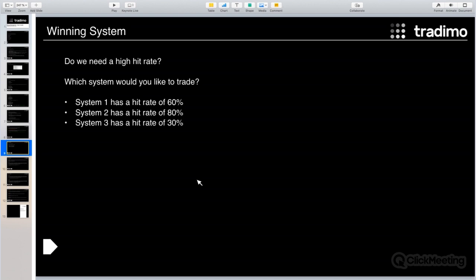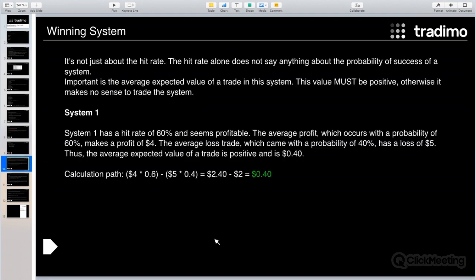So it depends on other factors. You cannot say system 1, system 2, or system 3 is the best one. It makes absolutely no sense to say that because other factors are much more important. Let's go to this slide. It's not just about the hit rate, and the hit rate alone does not say anything about the probability of success of a system.